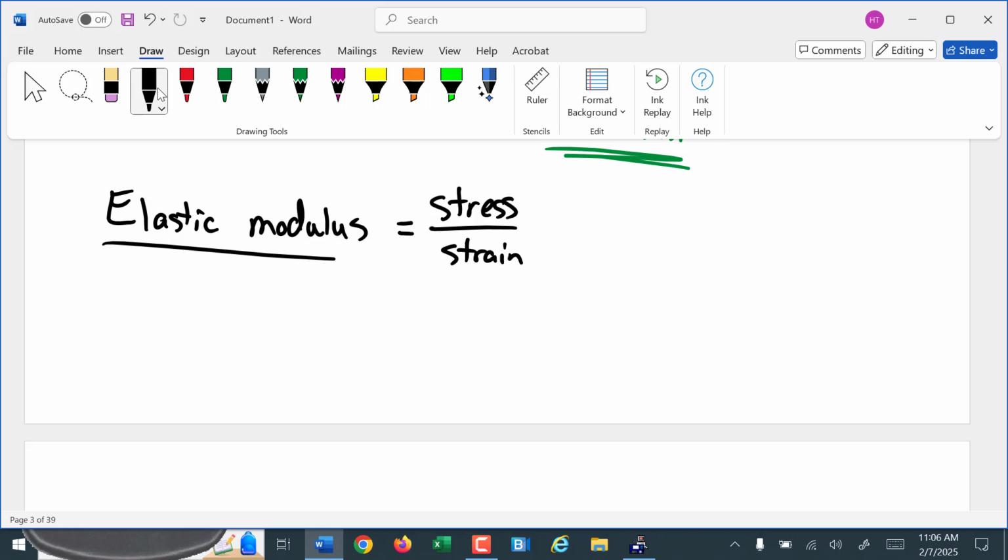Most of the time we don't know those, however, so we know that stress is load over area. Strain is delta L over L, so if we're dividing by it, the delta L is going to go on bottom and the length on top. So it's the load times the length over the cross-sectional area times the change in length.